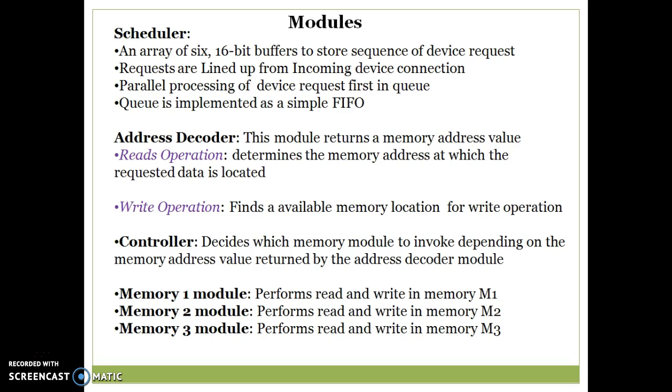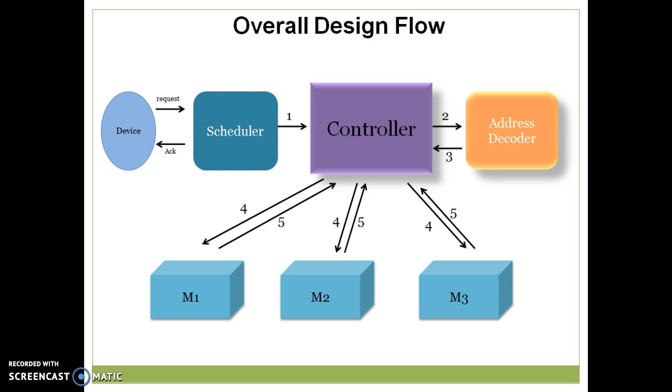Modules consist of a scheduler, which is a 16-bit buffer to store sequence of device requests lined up for the incoming device connection. It implements a simple FIFO. There is an address decoder which returns a memory address value, having a read operation and a write operation. Controllers decide which module to invoke depending upon the memory address value received. The memory modules are M1, M2, and M3, which perform read and write operations.